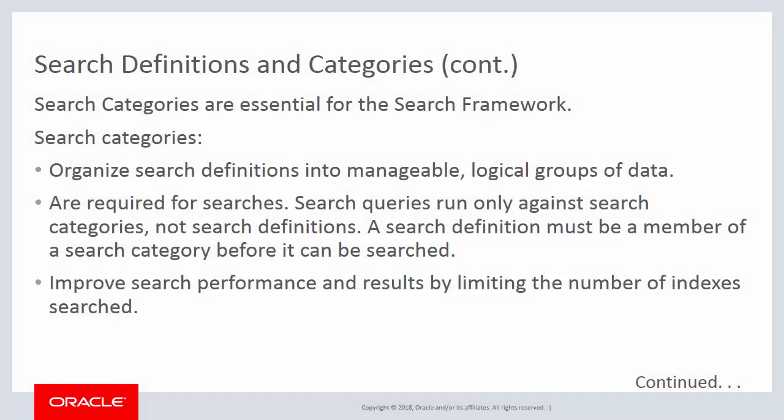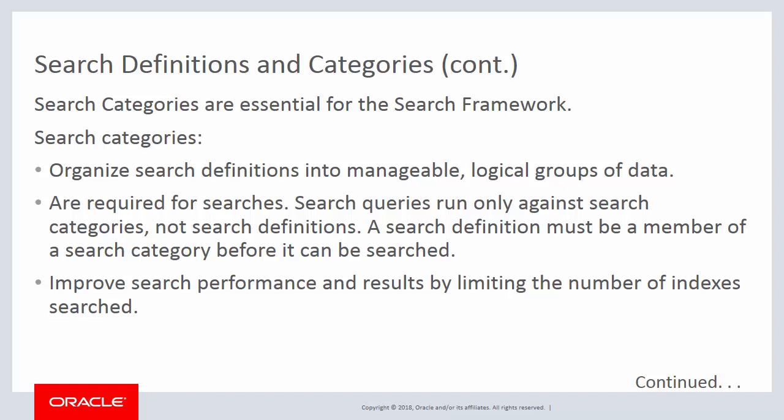Search categories are also created in Search Designer. A search category is essential in the search framework because search categories organize search definitions into manageable, logical groups of data. A search category can consist of one search definition or multiple search definitions. Search categories are required for searches. A search initiated by a user runs only against a search category, not search definitions. A search definition must be a member of a search category before it can be searched.